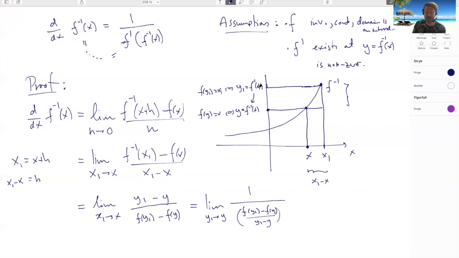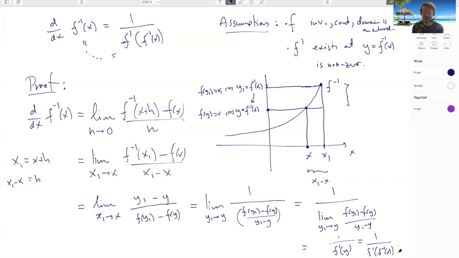This means that as x1 tends to x, y1 tends to y. So this thing here implies that we get this limit here. And now we can use the rule for limits, saying that if I have a quotient where one has a limit and this has a limit, I can move this down below, getting this, which is just f derivative at y. And what was y? Well, y is just f inverse of x. So here this is f prime at f inverse of x.